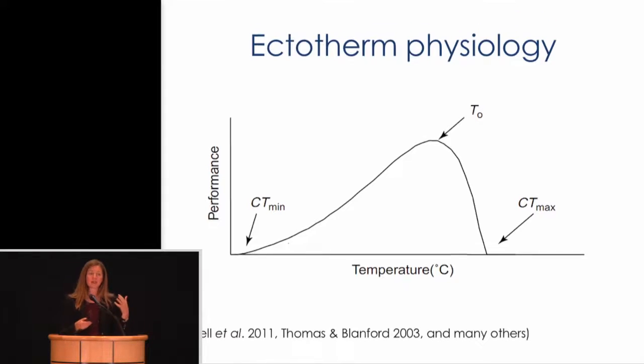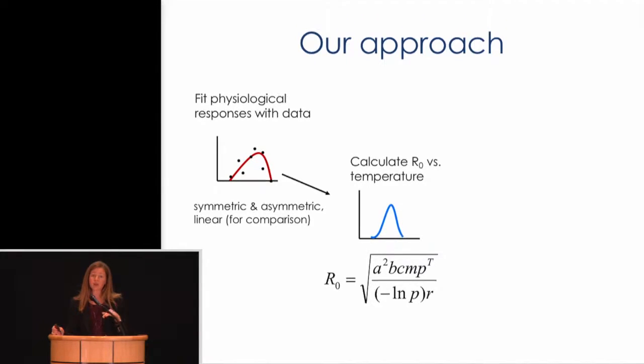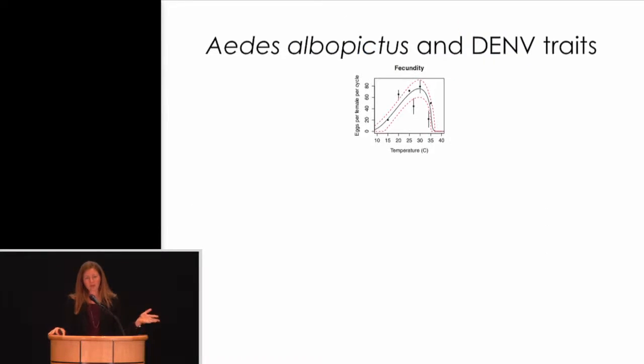So what we can do is we can estimate the responses of these traits in mosquitoes in the lab, and then put those into a model that predicts the temperature sensitivity of transmission, which we can test by looking at when and where people actually get infected in the field. So our approach is simply to take lab experiments where people have measured temperature-sensitive traits, combine those traits into a model for R0 as a function of temperature, and then test that against field data where people have reported human cases.